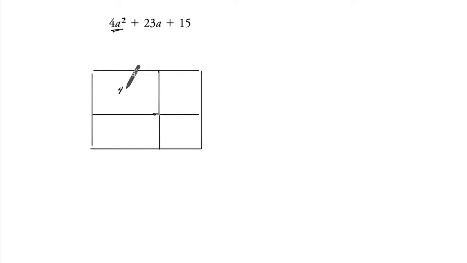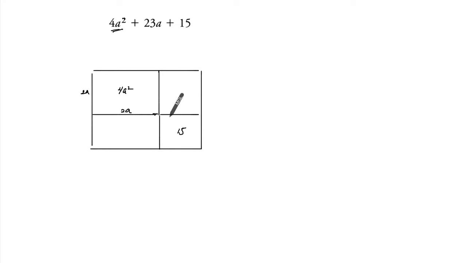So this should equal 4a squared. This should equal 15. And 23a needs to be split, so these two add up together to 23a. So the question is, how do I use the factors of this? For example, this can be like 2a, right? And 2a. So that length would be 2a.